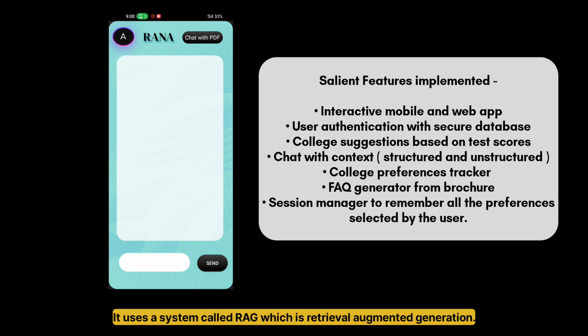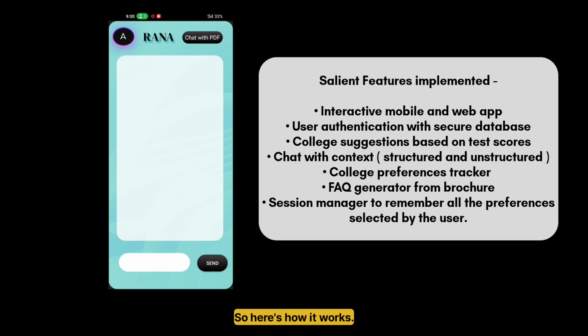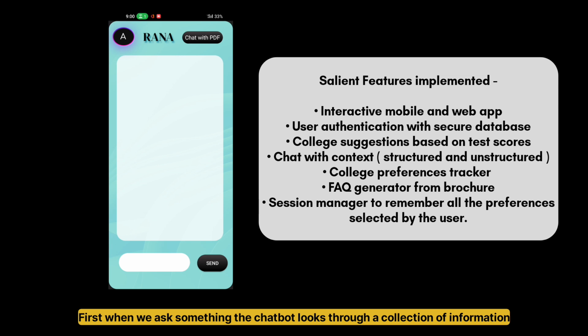It uses a system called RAG, which is Retrieval-Augmented Generation. So here's how it works. First, when we ask something, the chatbot looks through a collection of information or context that we have provided, pulling out the most relevant detail. Next, it takes that data and passes it to a large language model, for which we have used Gemini Pro, which crafts a response that's not only factually accurate but also sounds smooth, clear, and grammatically correct.